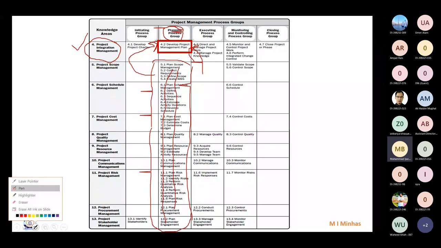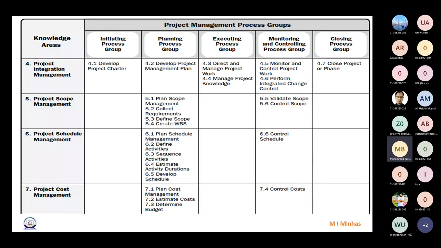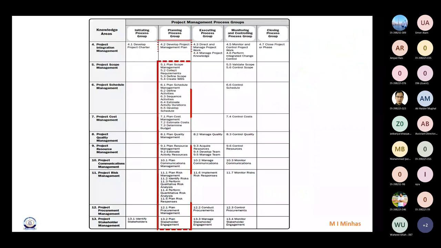Now, I want you to please go through all these processes one by one. I have zoomed in the same picture. If you see here, the top process is develop project management plan, and then there are some processes related to scope, then some processes related to scheduling and so on. So let's have a look at these. The first one is develop project management plan.